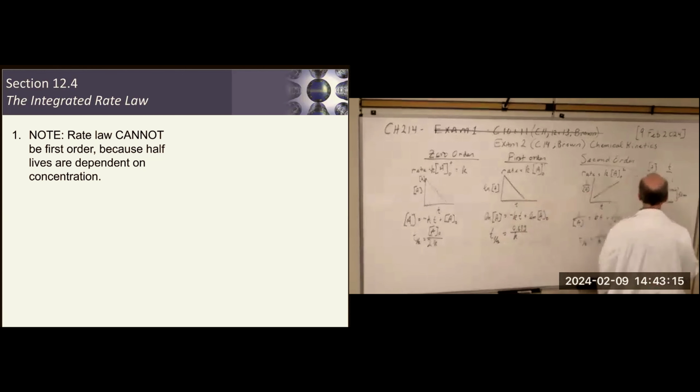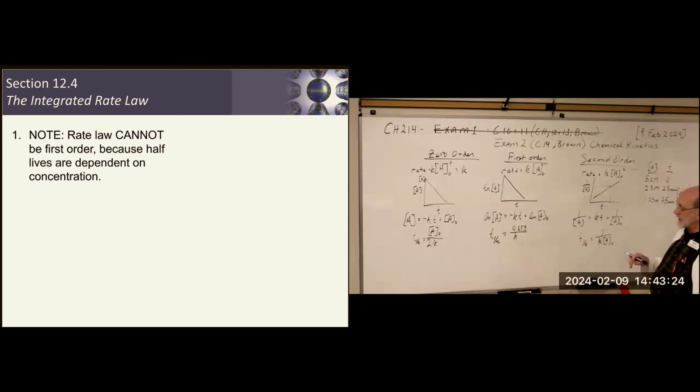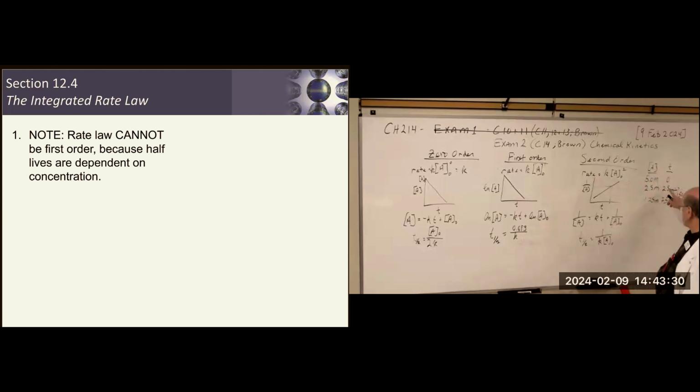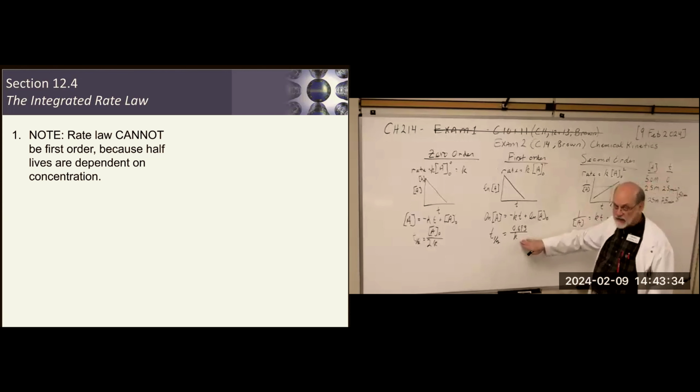Notice that the half-life changes with concentration. Right? The first half-life is 25 minutes, the second half-life is 50. So which one can it not be? It can't be first order because the half-life depends upon the concentration of A. The half-life changes with A. Here, it doesn't change. So we can throw first order out right now.